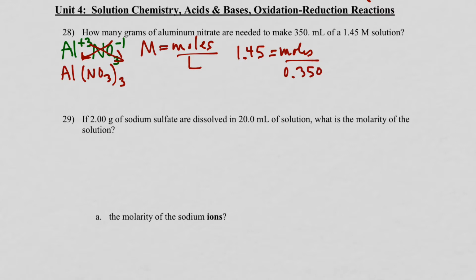0.350 liters. And then solving for moles, we would simply cross multiply, assuming that we are remembering that that's the same thing as over 1, and we end up with moles equals 0.5075. Now, in this case, we're thinking of moles as like a variable. So I recommend that you rewrite the word moles here, because then you're showing it as a unit.